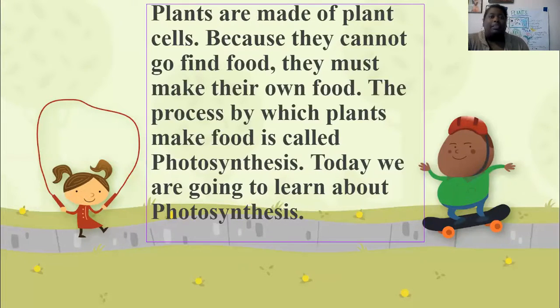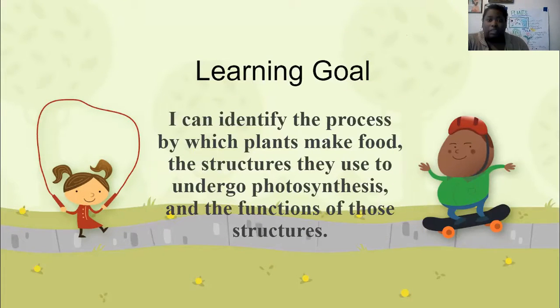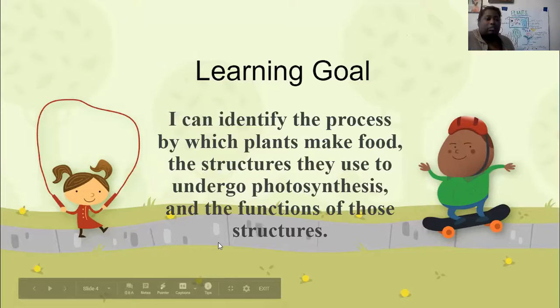All right, so the big idea is that plants are made of plant cells. Because they cannot go find food, they must make their own food. The process by which plants make food is called photosynthesis. So today we're going to continue learning and then we're going to wrap up photosynthesis. All right, so we identified the process by which plants make food as photosynthesis and the structures that they use to undergo photosynthesis and the function of those structures.